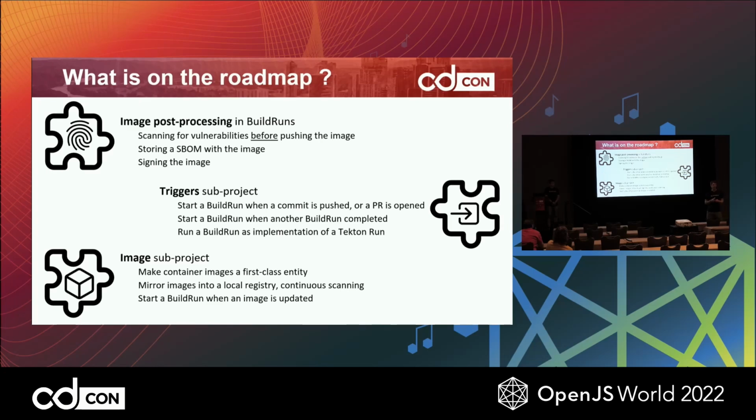Another sub-project that we started is the image sub-project. And that actually extends the scope of Shipwright. So far, we always end when the image got pushed to the container registry. With the image sub-project, we are going to take care of the container image even further. So with that, the image will become a first-class resource that you can create in your Kubernetes cluster. The first scenario that we are enabling is that we are mirroring the container image into a locally available container registry so that you can then further use it in your deployments, jobs, cron jobs, whatever.